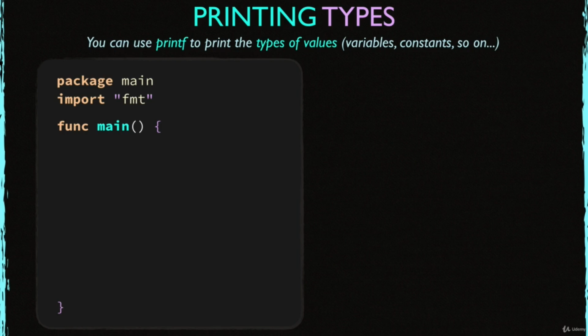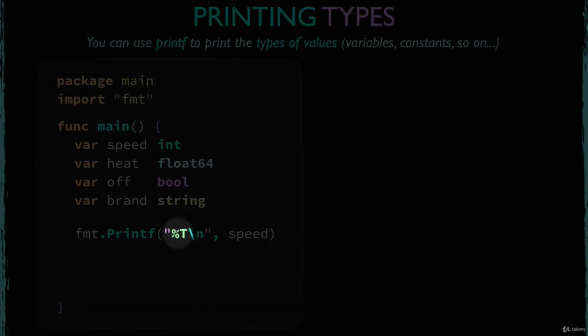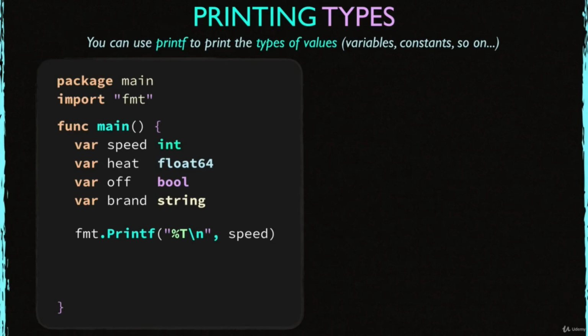Okay, let's declare a few variables with different types. var speed int, var heat float64, var off bool, var brand is a string variable. Okay, let's print the type of the speed variable using printf like this. So to print the type of a value, I'm using the %T verb here. It means type. Okay, let's run it now.